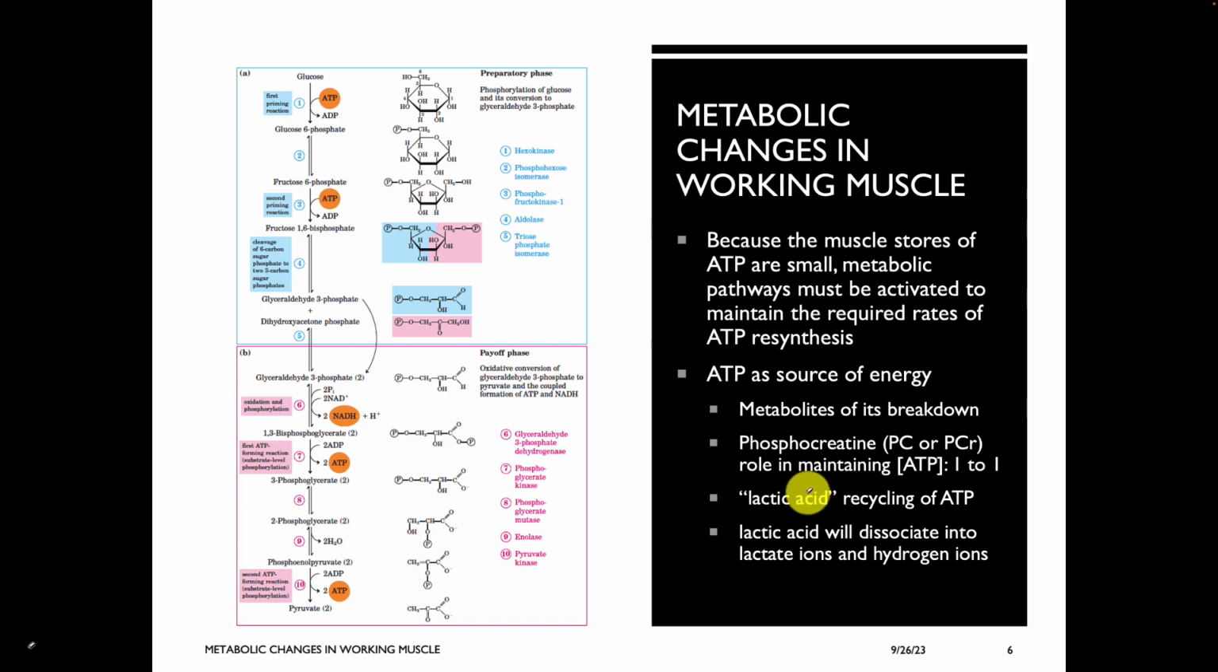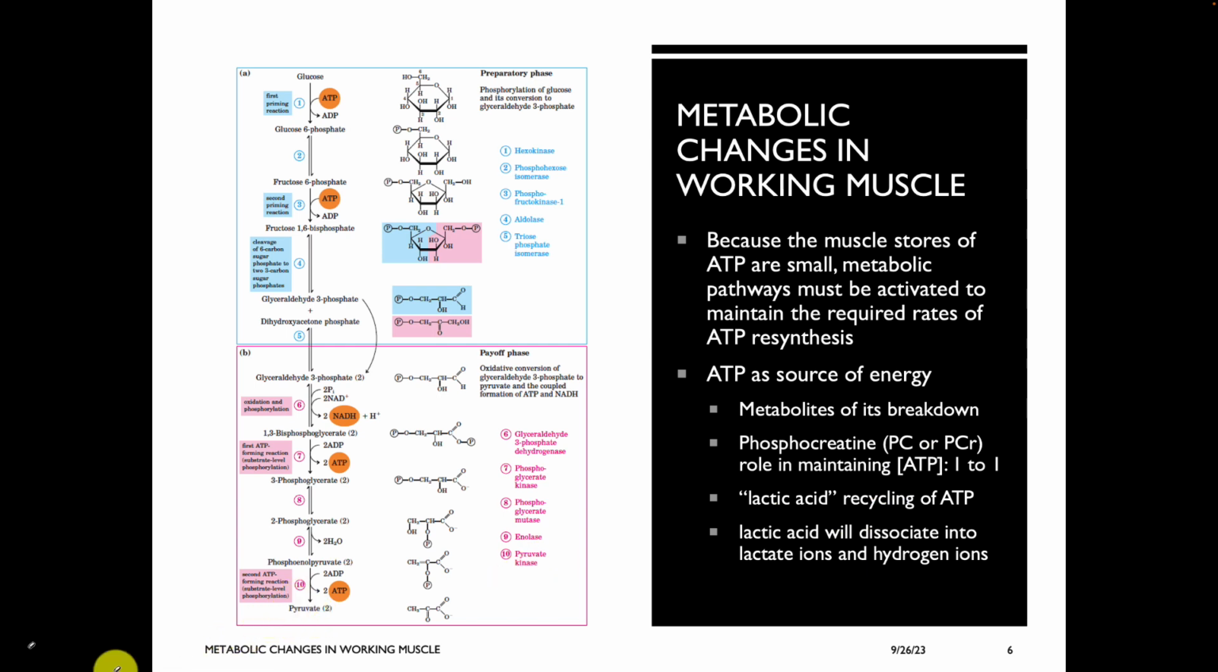And we know that the acid portion can be harmful to the muscle, but the lactate portion is basically something that we can recycle for ATP, right? We know that lactic acid will dissociate into lactate ions and hydrogen ions, and the hydrogen ions will cause the burning in the muscle, but the lactate will be sent to the liver to basically help regenerate ATP. And that's going to happen here.